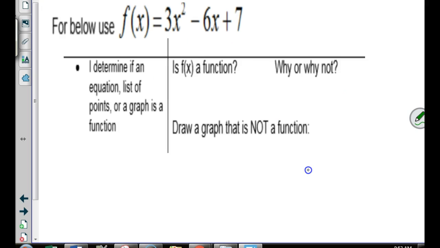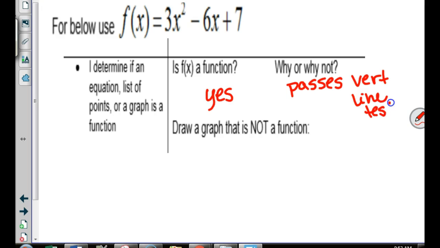All right. Is this a function? Could graph it. What's it look like? It's a parabola that opens up. So is it a function? Yes. Why or why not? Okay, but not all parabolas are, because they could open sideways. Yes, it passes the vertical line test, or the x's don't repeat.